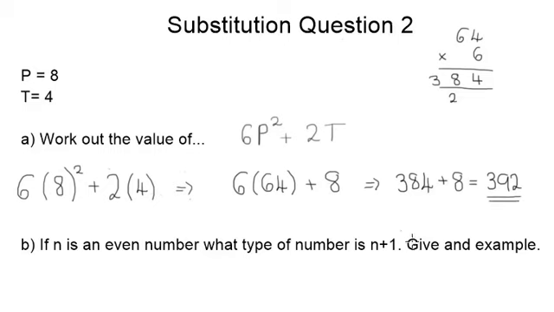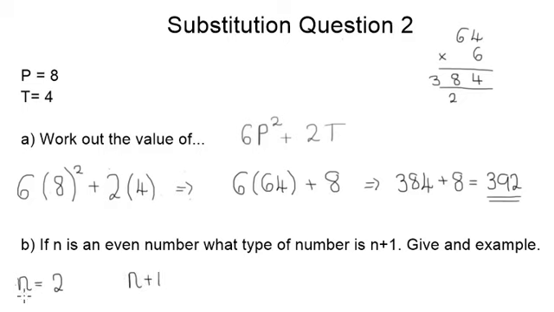Okay, now part B. Part B says if n is an even number, what type of number is n plus 1? Now, I think the best way of getting our head around this is to literally just substitute some numbers in. So I know that n is even, so I'm going to say, okay, well, let n equal 2. So I want to now find n plus 1.